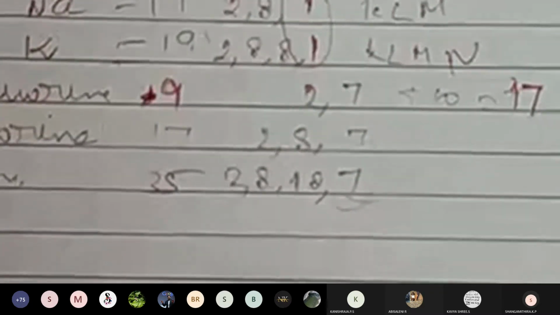Any doubt in this? No doubt, sir. So, the other day you wrote the features of groups and features of periods in the class note, no? Yes, sir. Now copy that position of elements in the modern periodic table in the class note. Question on the monitor.